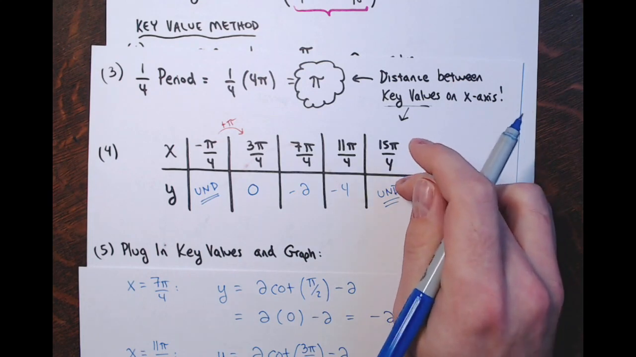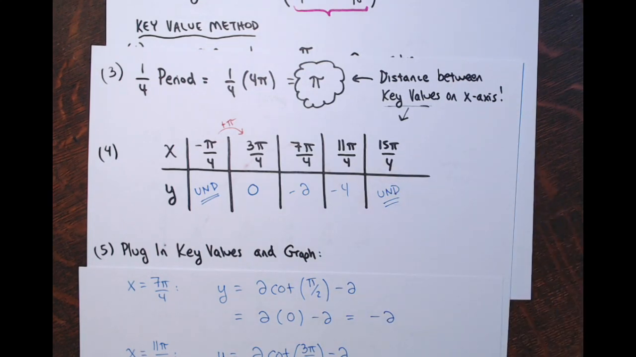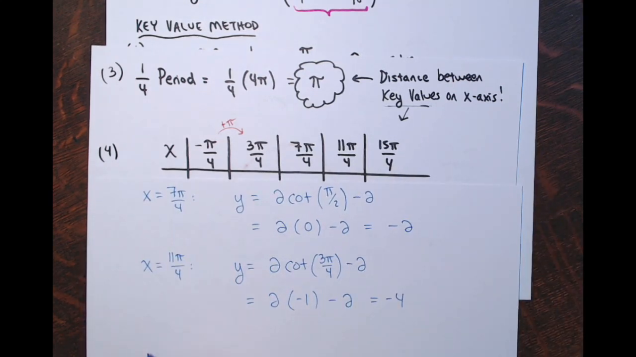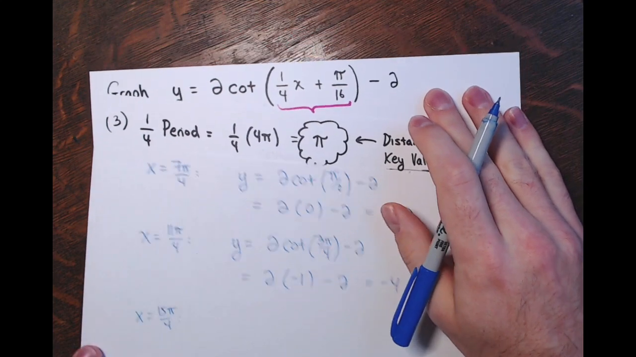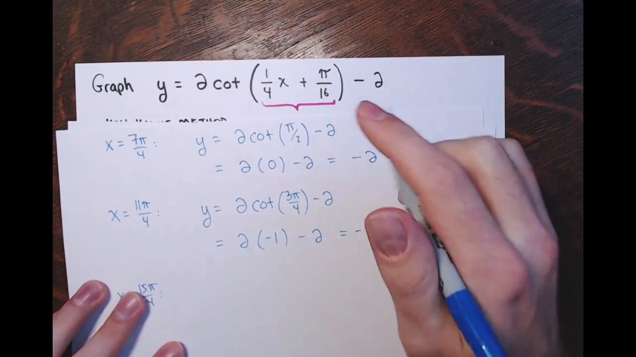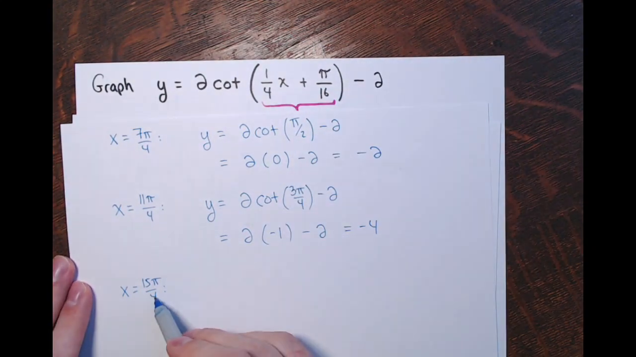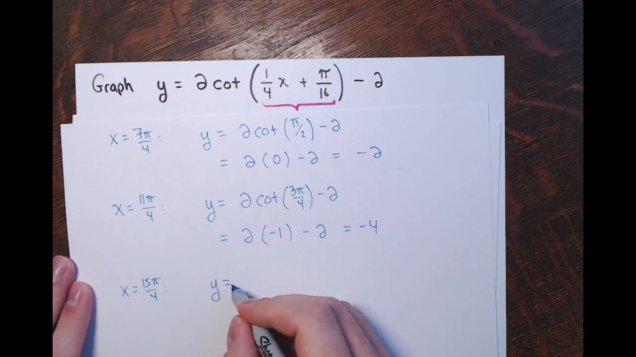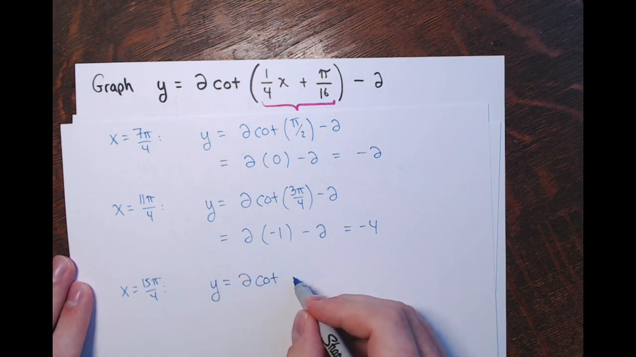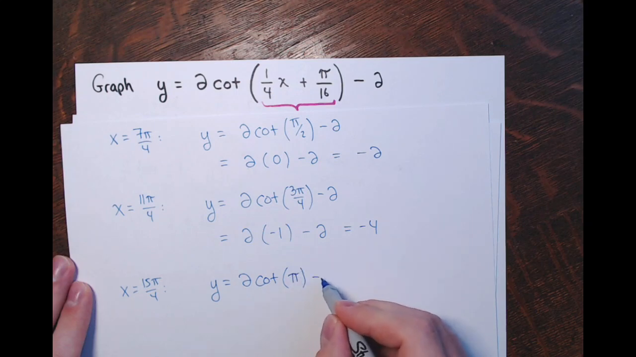We'll have another asymptote here at 15 pi over 4. But I'll plug it in and show you. When I plug in 15 pi over 4 for x, we get a quarter. A quarter of 15 pi over 4 would be 15 pi over 16. Plus pi over 16 would be 16 pi over 16, which is pi. So y equals 2 times the cotangent of pi, and then minus 2 again.